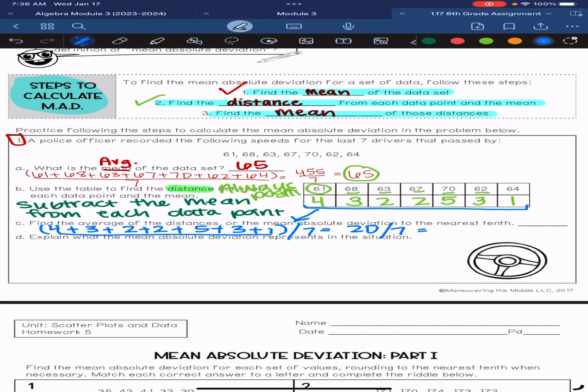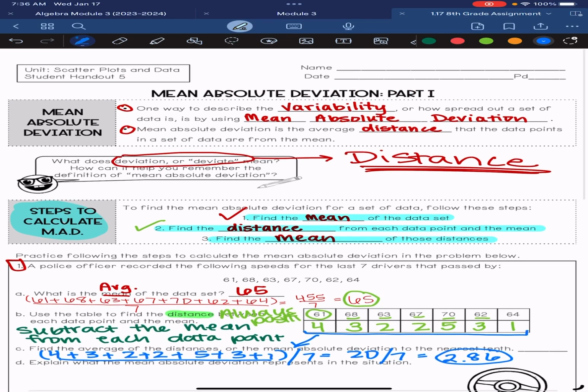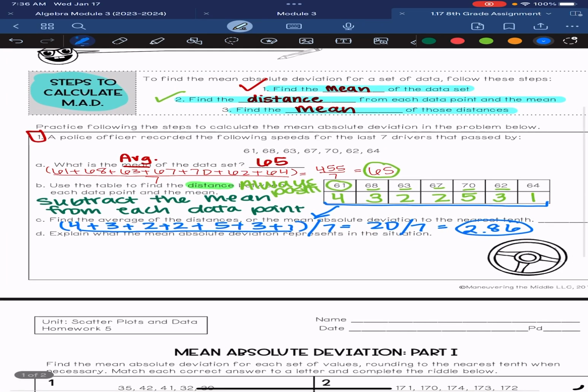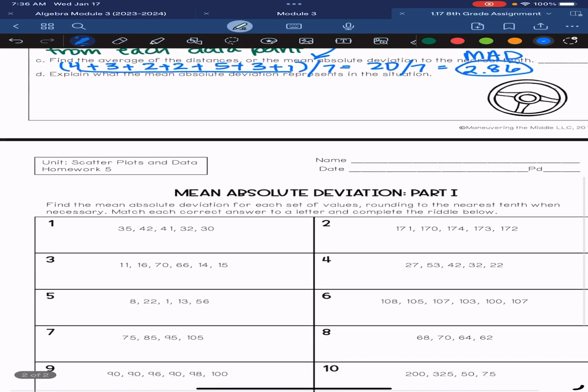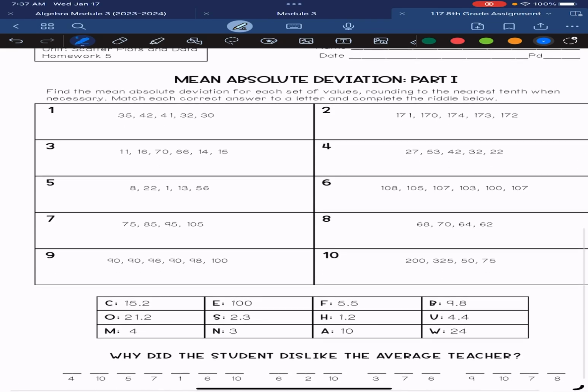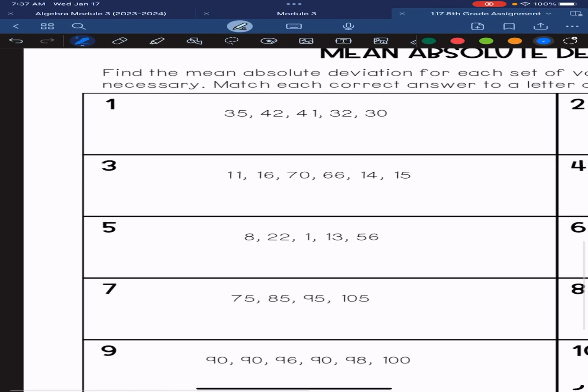And that gives me 2.86 when I round to the nearest tenths. So this is my mean absolute deviation, or as I like to call it, the MAD. If you hear me reference MAD, that's what this means. So this is my MAD, 2.86. Okay, we're going to do one more example, and then you guys will be able to practice on this page right here. We're going to do number 1 together.